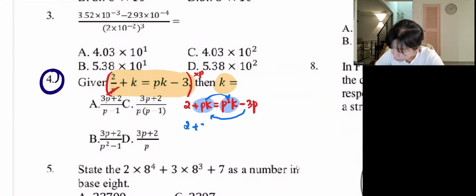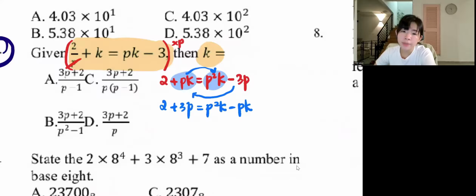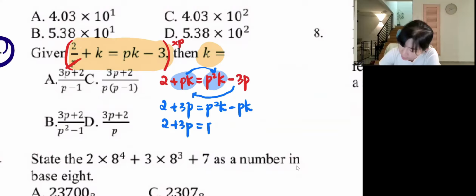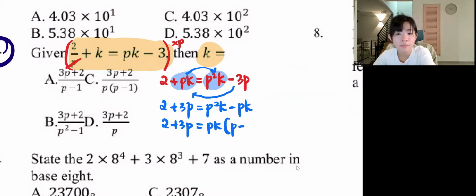So the next thing is we move pk over, negative 3p bring to the other side. So 2 plus 3p equal p square k minus pk. Okay, you keep both with k on the same side. Can we minus these two terms? P square k minus pk. Can minus or not? Cannot. They are unlike terms, cannot minus. So if cannot minus, what else can we do? We can factorize. We can factorkan. Since both also got pk, we can take out pk. 2 plus 3p equals pk times, we left p inside minus what?